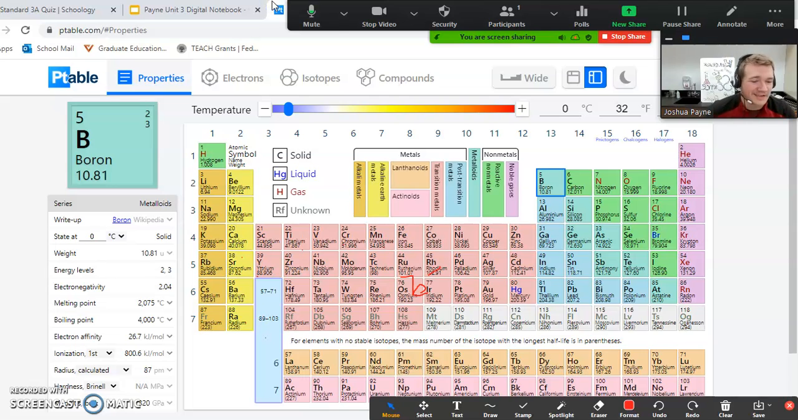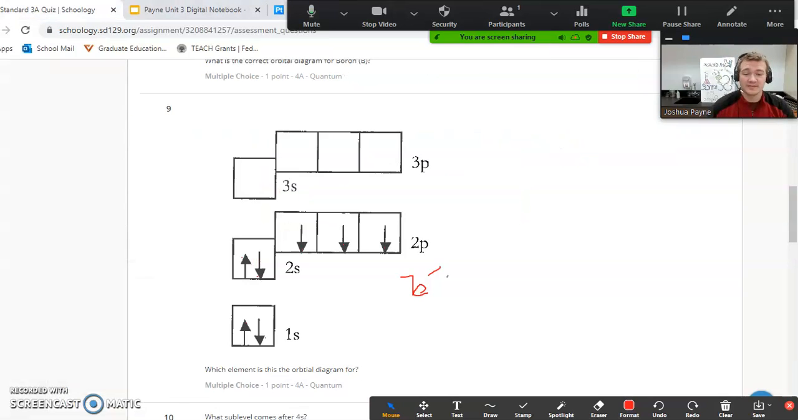Let's flip on over to our periodic table and find out what should have 7 electrons when it's neutral. And after a little bit of looking, you see, oh, nitrogen has 7 protons. It always has and it always will have 7 protons. So in order to be neutral, it's going to need 7 electrons. So this is an orbital diagram for nitrogen.